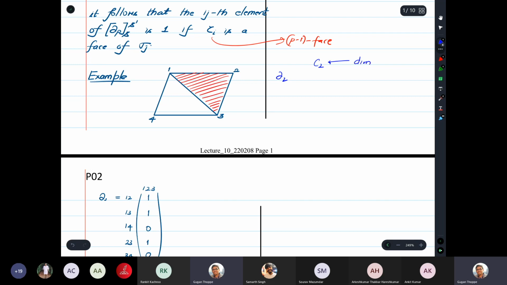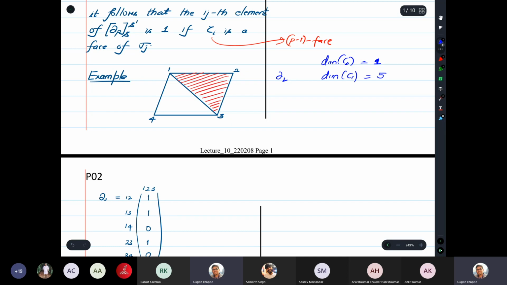So the first thing is we notice that the dimension of C2 is 1. Why is the dimension of C2 1? Because there is only one triangle, and that will form the basis for this C2 vector space, and that's why the dimension of C2 is 1. On the other hand, the dimension of C1, since there are 5 edges, will be 5.